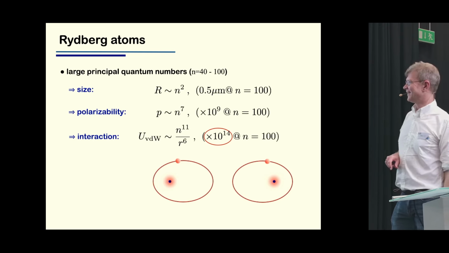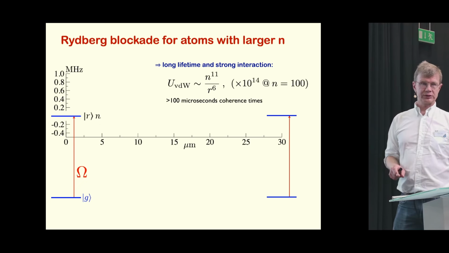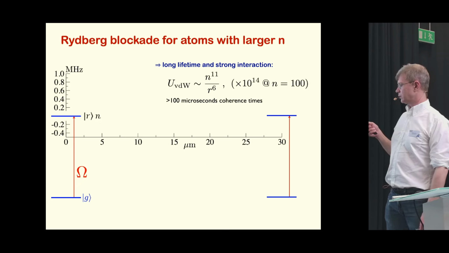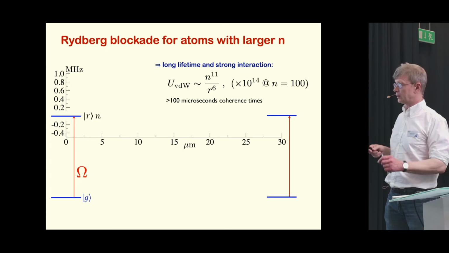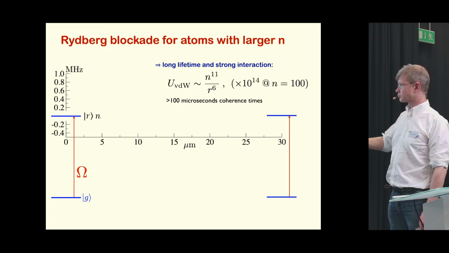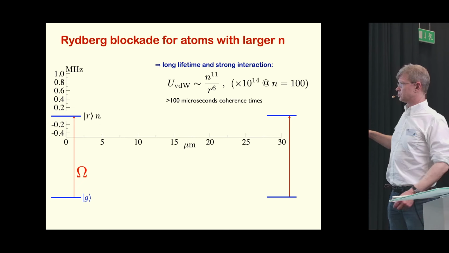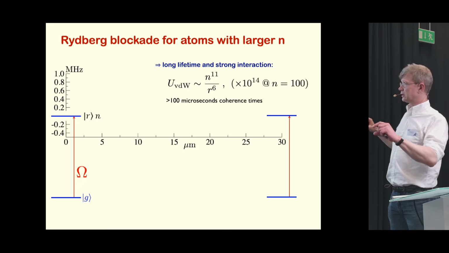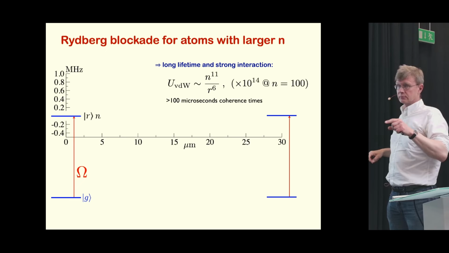All right. You can use the strong interactions in different ways, but the way which is really very special is something called the Rydberg blockade mechanism. The idea of this Rydberg blockade is the following. Suppose you have two atoms sitting very far away from each other, and suppose you excite them resonantly. If they are far away from each other, they will just undergo independent Rabi oscillations.